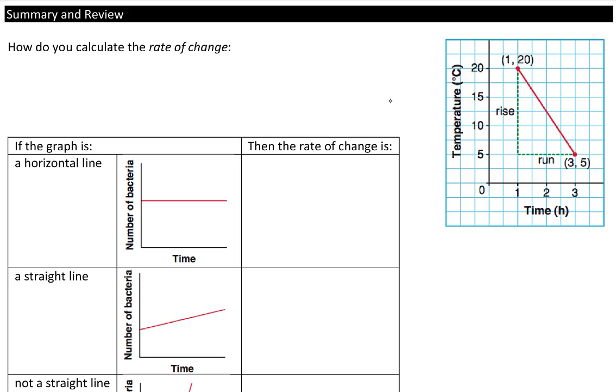So finally, we're going to summarize and review graphical models. So first, let's look at how do you calculate the rate of change. Recall that the rate of change, or the average rate of change, is equal to the change in y over the change in x, or y2 minus y1 over x2 minus x1.